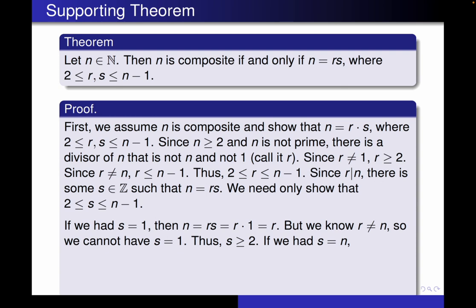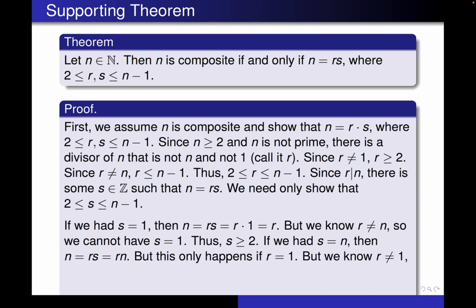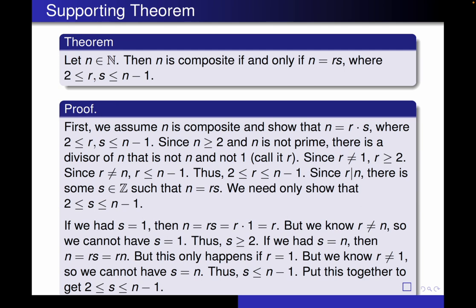Well, that means s has to be at least 2. Now suppose for contradiction that we had s equal to n. Well, again, we have n equals r times s. If s equals n, that's equal to r times n. By doing a little bit of algebra magic, that can only happen if r is equal to 1. But again, we know r is not equal to 1, right? It is at least 2, so we can't have s equals n. But if we can't have s equals n, that means s has to be at most n minus 1. Putting that together, we get s is between 2 and n minus 1, and that gives us the first direction of our proof.